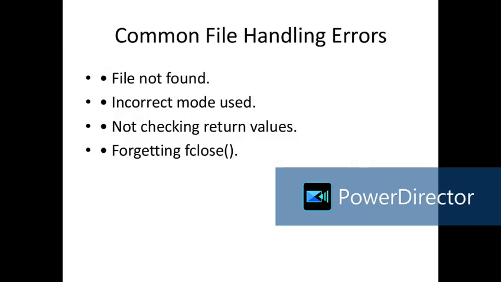Common file handling errors. Watch out for these. First, the file does not open. Maybe it does not exist or permission is denied. Second, wrong mode, using r instead of w when writing. Third, format mismatches. Using %d for a string can crash your program. Fourth, forgetting to close. fclose is critical as it flushes buffers and saves data properly. Always check return values. If fp equals null, open the bracket, perror file error, close the bracket. This helps in debugging issues quickly.